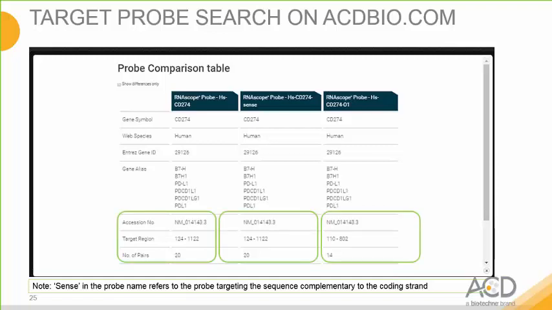In this example, for PD-L1, as we can see, 2 probes are standard 20 ZZ probes targeting 124 to 1122 base pairs, while the CD274-01 is a 14 ZZ probe targeting 110 to 802 base pairs. Please also note the sense in the probe name indicates the probe is targeting the sequence complementary to the coding strand. This completes our section on identifying and navigating through our catalog probes on our website.